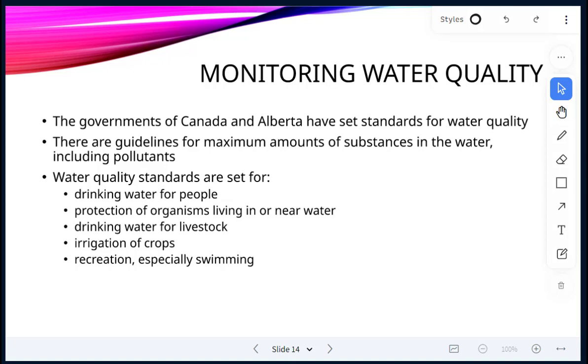All right, so next we are looking at monitoring water quality. So governments of Canada as well as Alberta have set standards for water quality. So there are guidelines put in place for maximum amounts of substances that are allowed to be in the water, including pollutants. So the water quality standards are set for drinking water for people, protection of organisms living in or near water, the drinking water for livestock, irrigation of crops, and then recreation, for example, swimming.